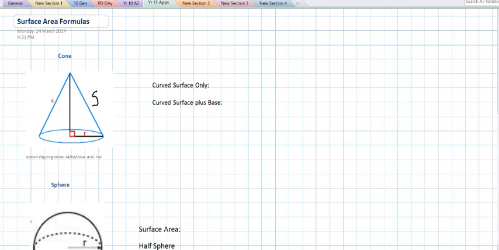Now note that some questions might only give you the radius and the height. The height is the vertical height of the cone. If you only get the radius and the height, you'll then need to use Pythagoras to find S, because the r and the h are the two sides of a right angled triangle, and S is effectively the hypotenuse.